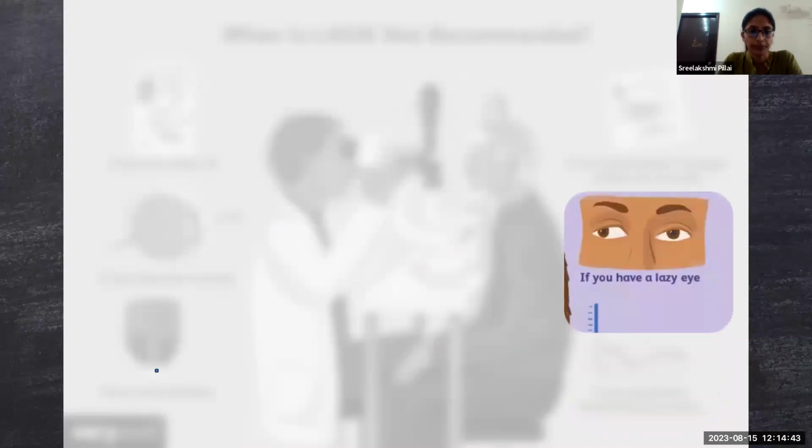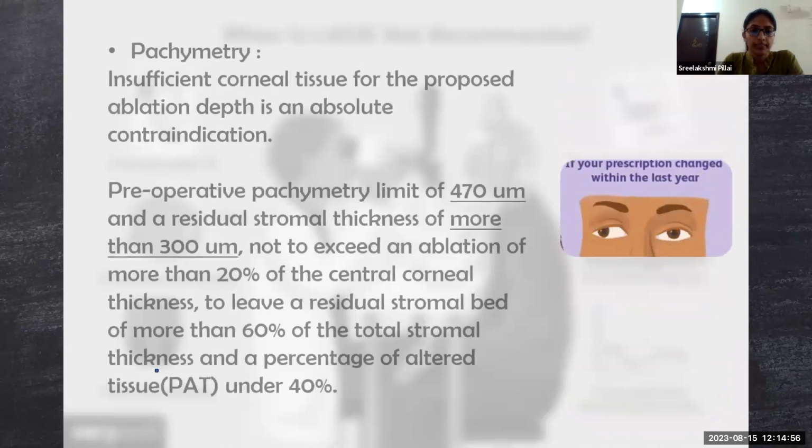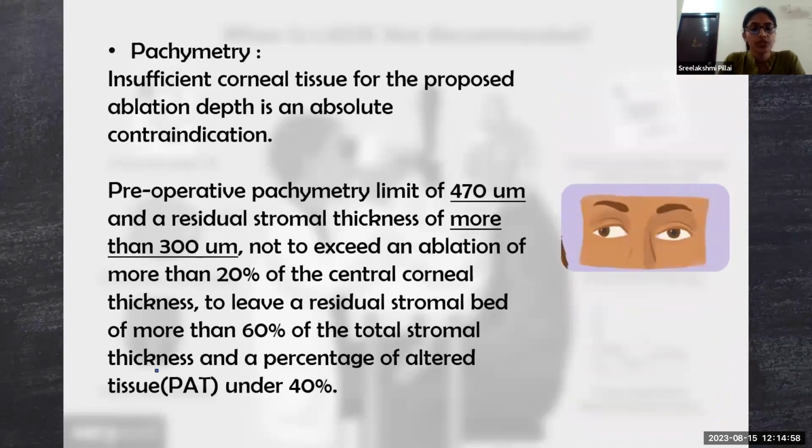shape of the cornea. Then refractive stability should be achieved. That is, the power of the refractive error should be stable for a period of more than 1 year. Then coming to pachymetry, insufficient corneal tissue for the proposed ablation depth is an absolute contraindication. A preoperative pachymetry limit of 470 micrometers and a residual stromal thickness of more than 300 micrometers is required.